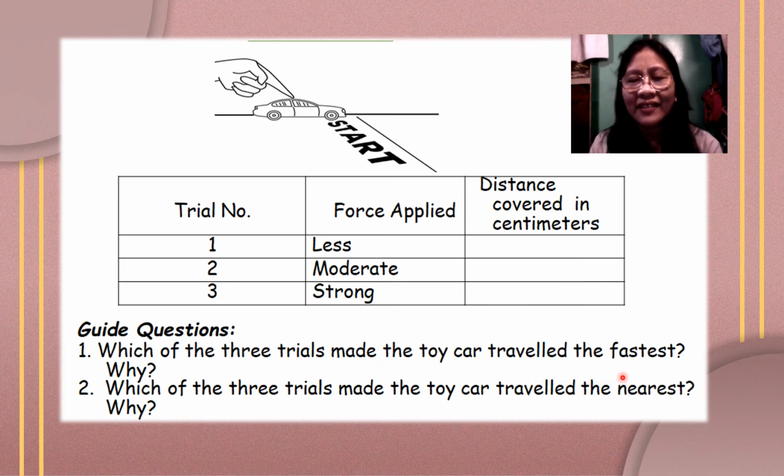For your guide questions, question number 1, which of the 3 trials made the toy car travel the fastest or the farthest? Why? For question number 2, which of the 3 trials made the toy car travel the nearest? And then, why?